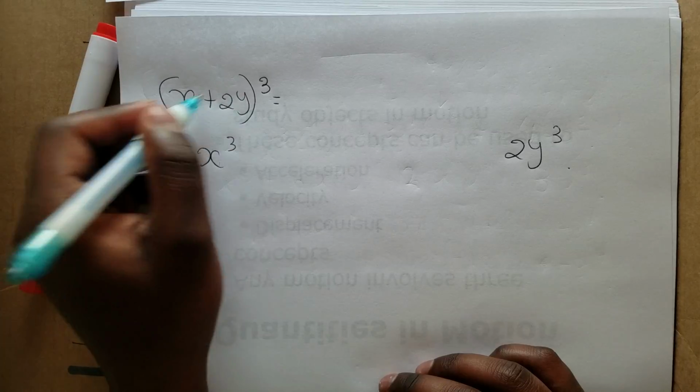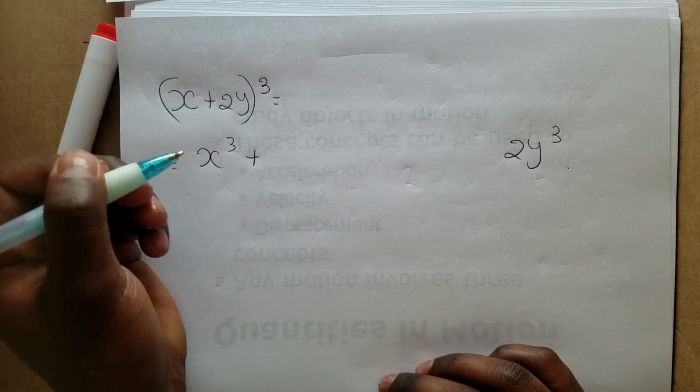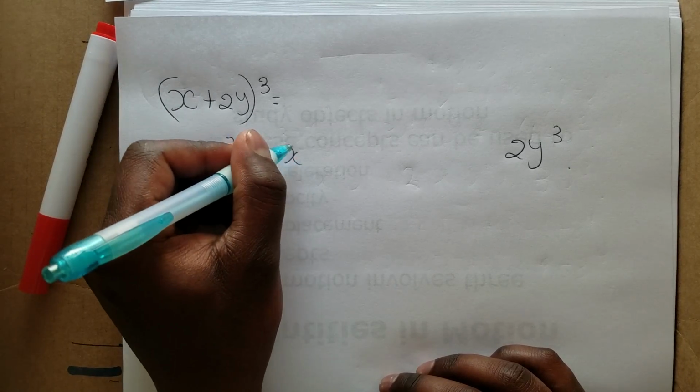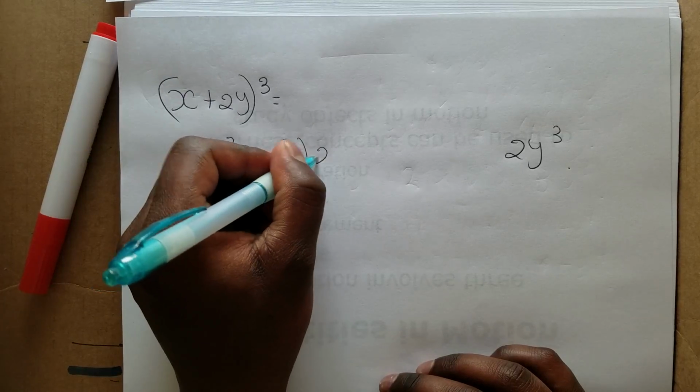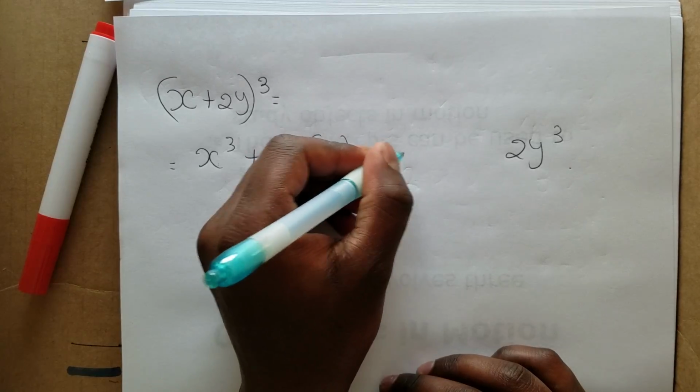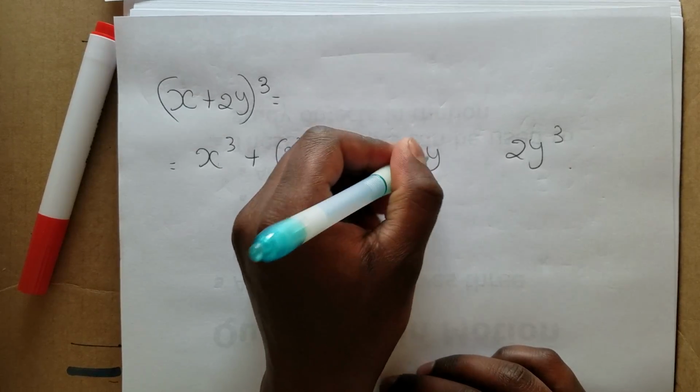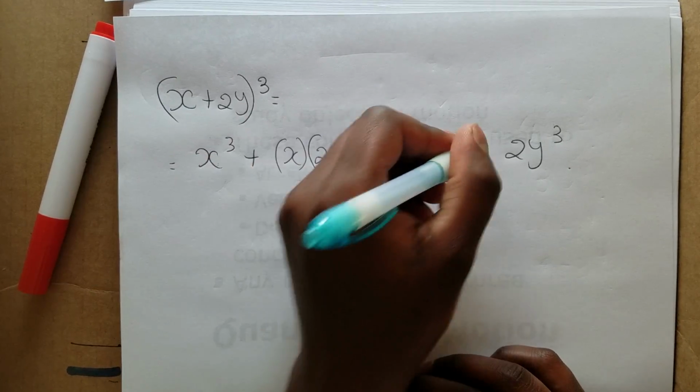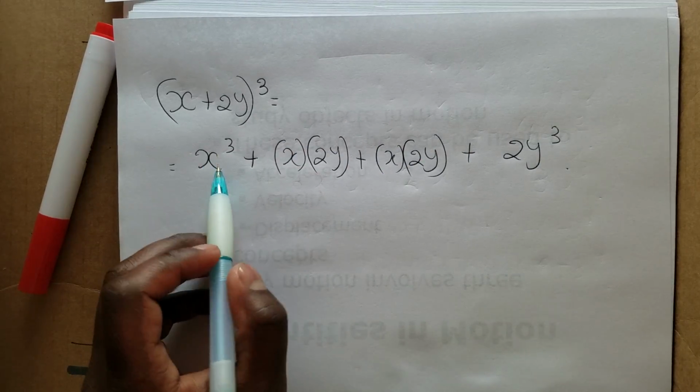So we bring these two terms together, so you get x multiplied by 2y, x multiplied by 2y, and you put plus signs in the middle of all of it. So that's the fourth one: 1, 2, 3, 4.